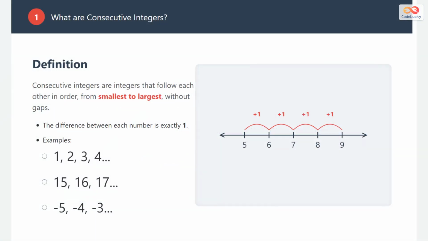First, let's define what we mean by consecutive integers. These are simply numbers that follow each other in order, from smallest to largest, without any skipping. For example, 1, 2, 3, and 4 are consecutive. If you look at the number line, you can see that the distance, or difference, between each neighbor is exactly 1.